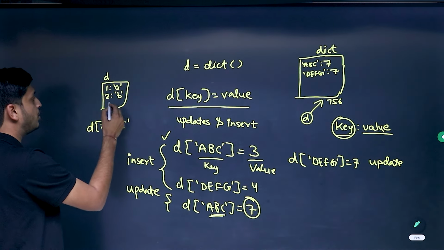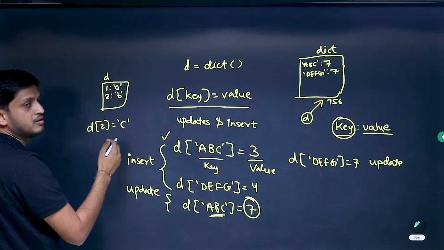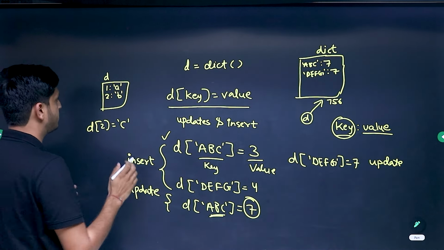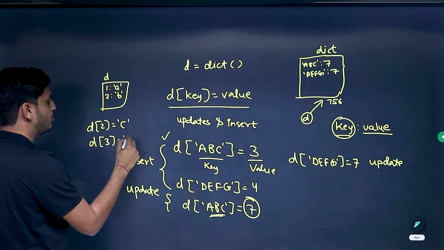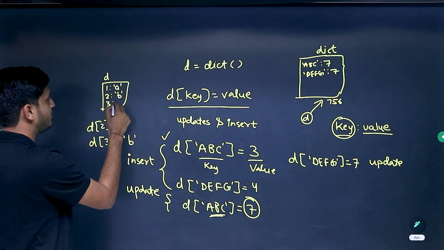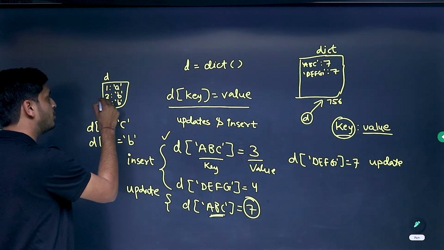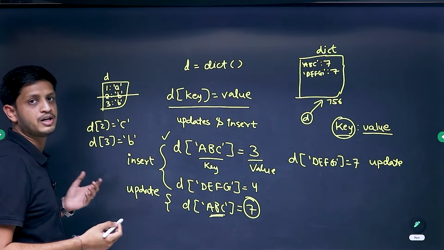But what if I want to update the key 2 to 3 now? That we cannot do. That is not possible. For that, you need to insert a new key 3 with the same value B. Then 3 comma B will be inserted. And then you have to remove this key value pair completely. That's how you can do it.